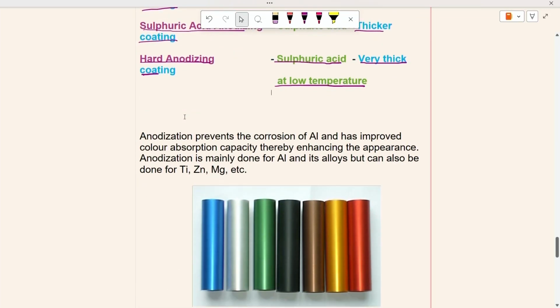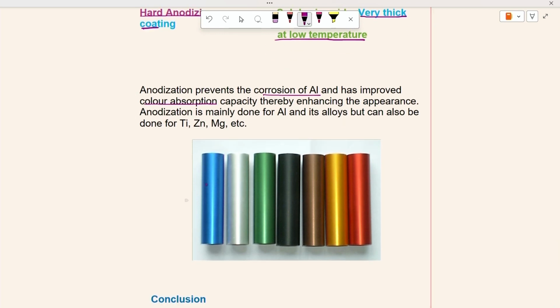Now, anodization not only prevents the corrosion of aluminum, it can also improve the color absorption capacity of the aluminum surface, and therefore anodized aluminum can be had in different colors. That is a picture shown here. These are all anodized aluminum which has been colored. See, a wide variety, and the appearance enhances how beautiful it looks. Anodization is mainly done for aluminum and its alloys; it can also be done for titanium, zinc, magnesium, etc., but it is not much in practice. It is mainly used for aluminum and its alloys.